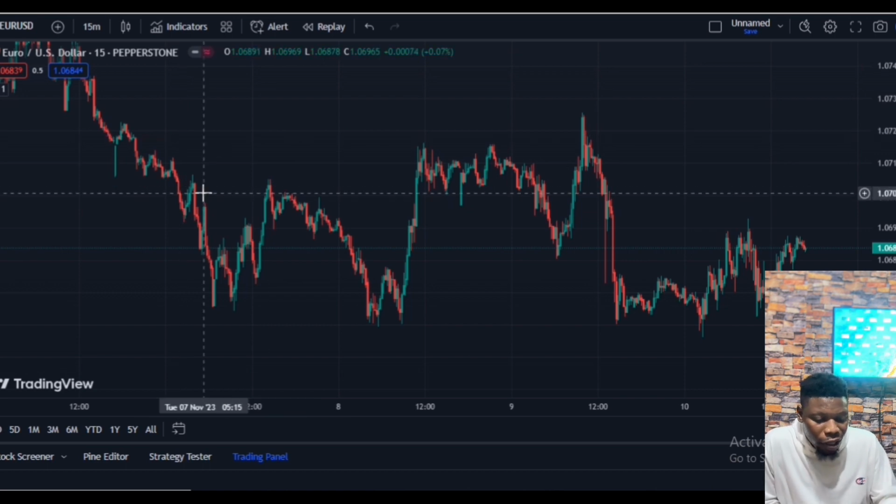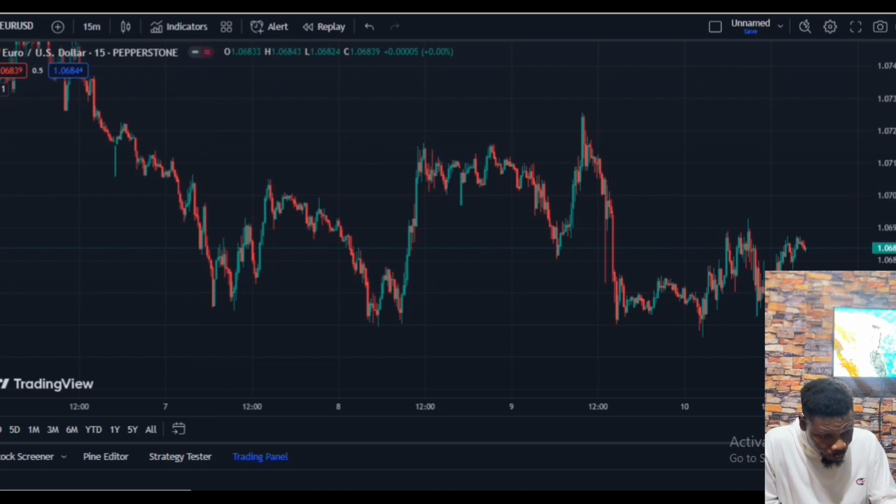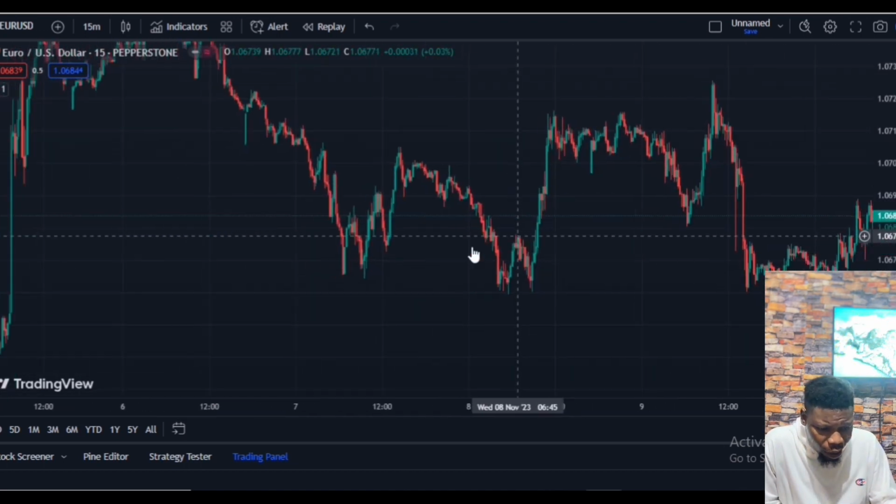So I'm on my chart here. I'm on Euro USD on the 15-minute time frame, and mind you guys, this strategy works on higher time frames, so you can use the 15-minute, 1 hour, 2 hours, 4 hours, but the minimum time frame you can go for is 15 minutes. So let's look at an example.